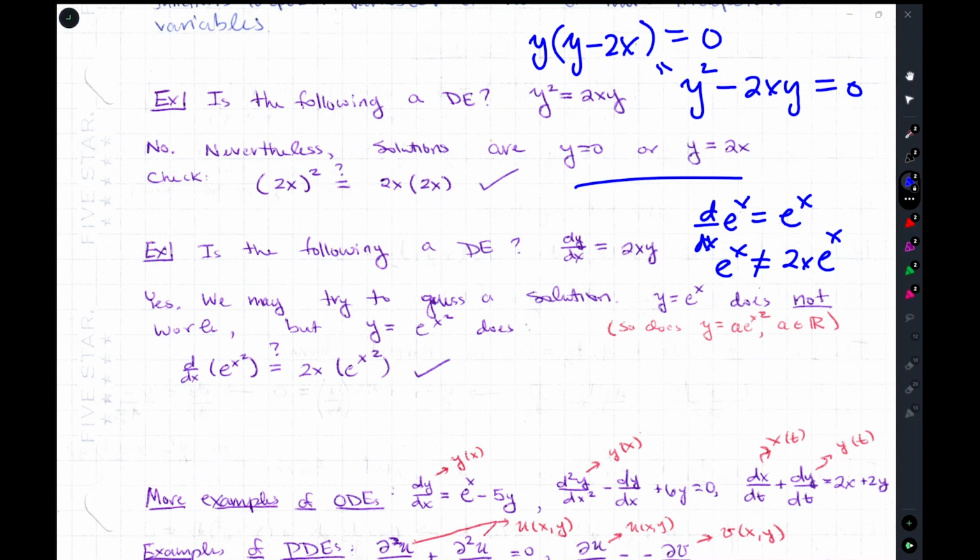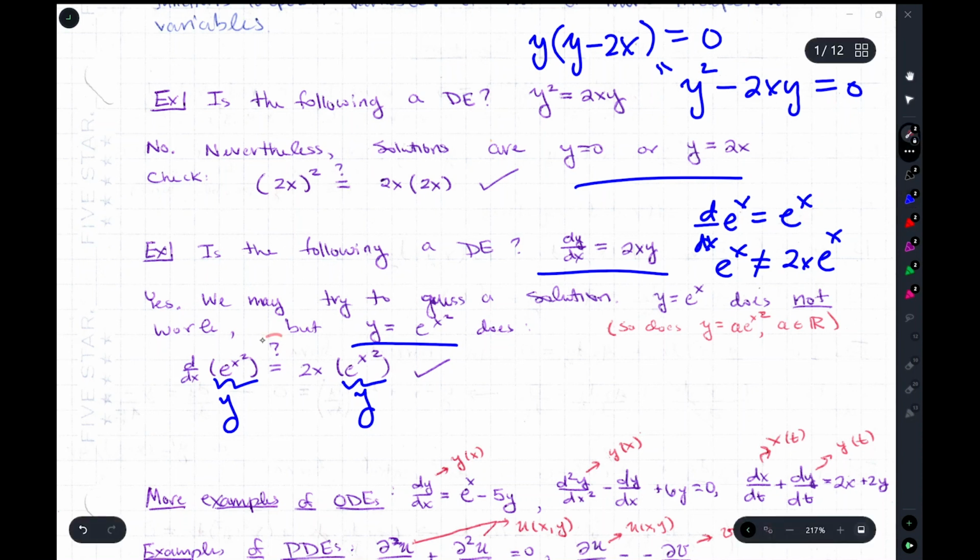But here you're probably remembering the chain rule, and so we could take a second guess, y equals e to the x squared, and then this would work. The derivative of y is indeed equal to 2x times y. So it fulfills the original differential equation. And here I write a question mark because we're checking the equality. Because the right-hand side is equal to the left-hand side, we do indeed have a solution to our differential equation. y equals e to the power x squared does indeed solve this differential equation.